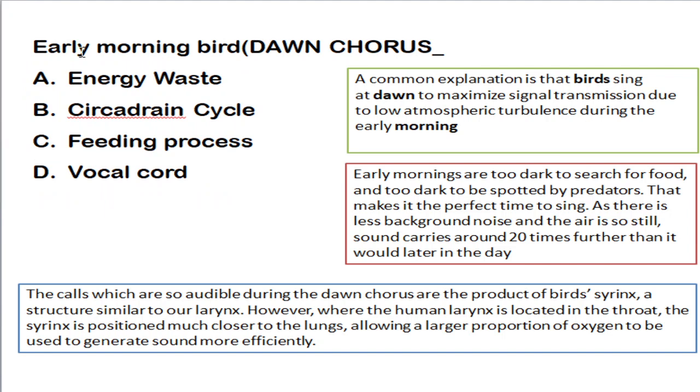Next, early morning bird singing is called the dawn chorus. So they will be singing in the morning. In the morning there is low atmospheric turbulence, so they are able to maximize their signal transmission. At the same time, early mornings are too dark to search for food, and they can't be spotted by their predators because of the dark condition. So they utilize this particular time to sing.